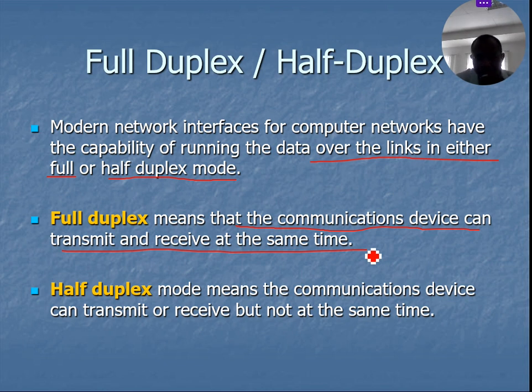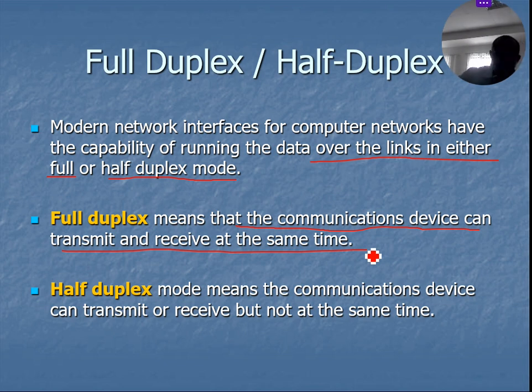A simultaneous transmission of data in a link between two devices on a network is called a full duplex mode. When the transmission and reception is happening concurrently or simultaneously, then we say that the type of link established, or the type of transmission method, is a full duplex mode.